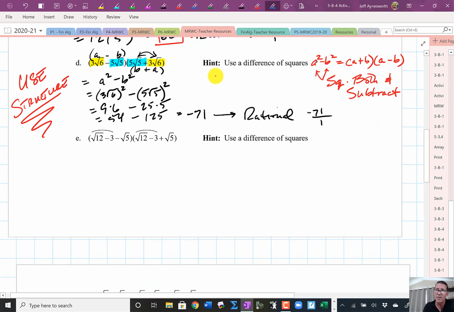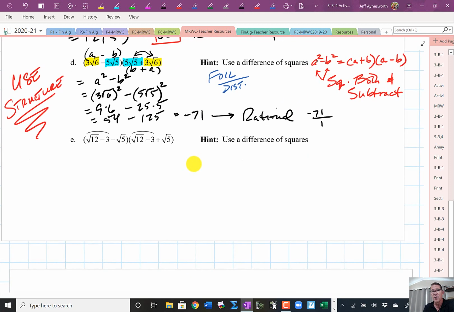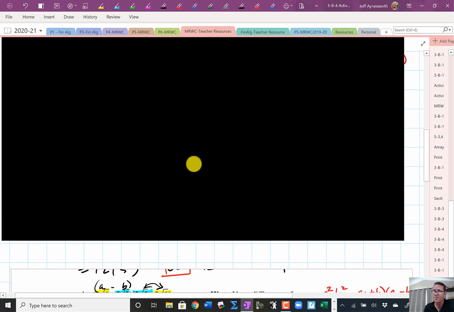Now you could have used FOIL here, if you didn't see the structure, or the distributive property, and just multiplied it like I did the previous ones. You can always do that, but if you want to really excel and speed up your arithmetic, you're going to learn how to see the structure in it.